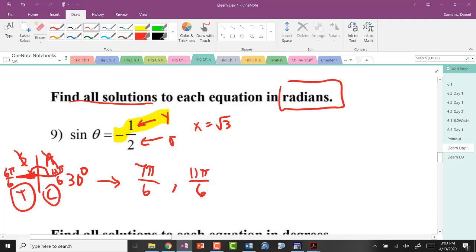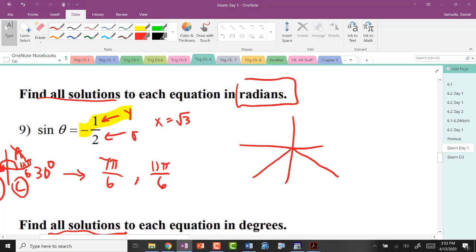Now, this is where it gets a little hairy on all solutions. How do we write this? Here's 7 pi over 6. Here's 11 pi over 6. And here's what we have to focus on with all solutions.